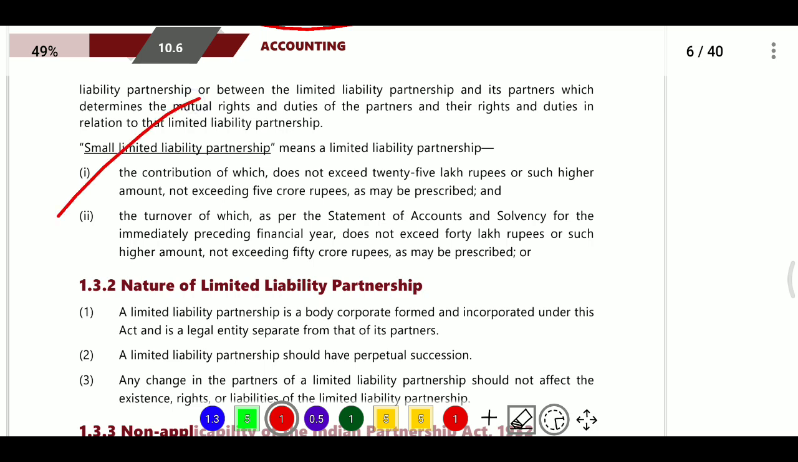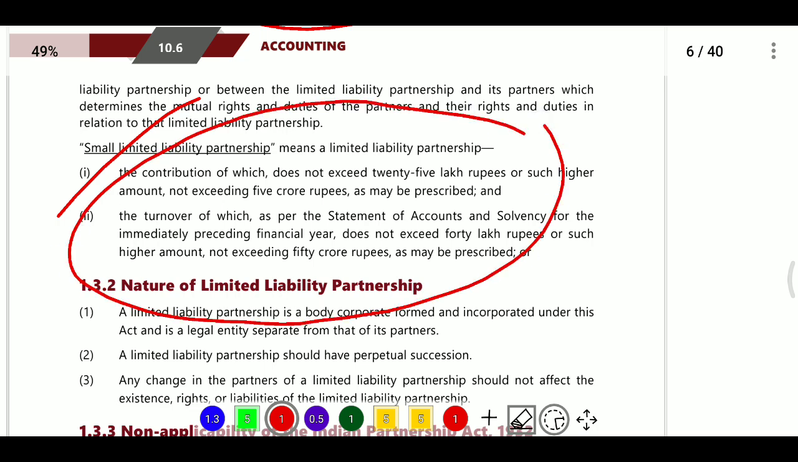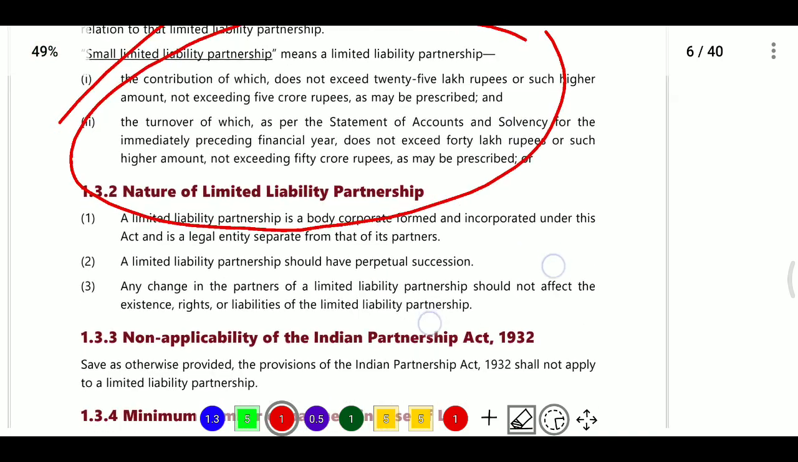Next, what is meant by a small limited liability partnership? An LLP that meets some specified criteria related to its capital contribution and its turnover will be treated as a small limited liability partnership.